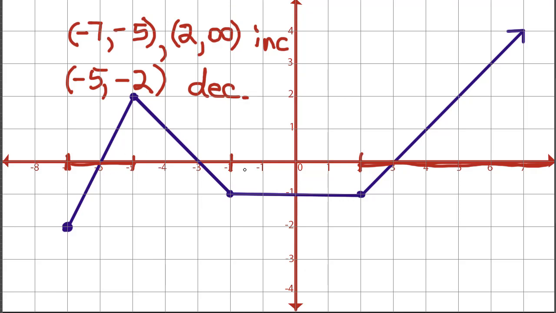Finally, that leaves one place here between -2 and +2, and that's said to be a constant interval. So I'm going to write that as -2 to +2. Again, notice I'm always using parentheses, never brackets, because I don't include either of the endpoints in my intervals.